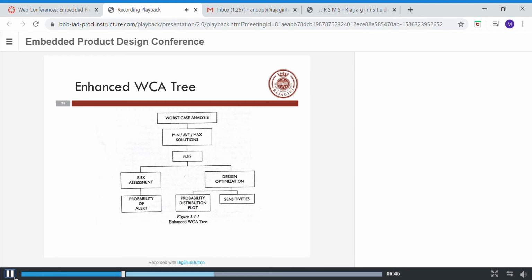In order to do risk assessment, we consider the probability of the alerts. So you will have certain cases where your minimums and maximums are reached. Is the probability of this particular alert scenario huge enough that you need to do a risk assessment? That's the additional thing that comes into picture.